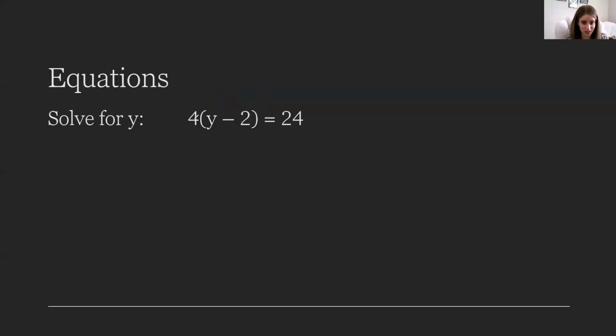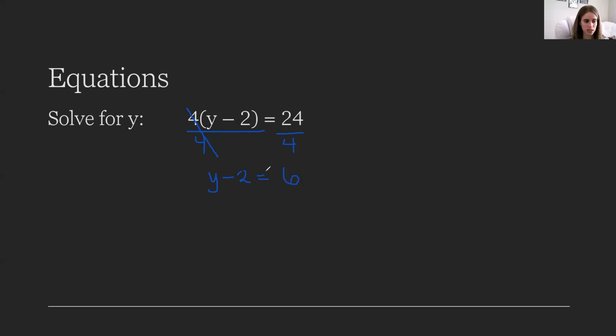Division. So option 2, which is what we're going to go for here, is we can get rid of those parentheses by doing inverses. So this represents multiplication. We're going to get rid of that group by dividing. So 4 divided by 4 is 1, and we're just left with y minus 2. And then what would be 24 divided by 4? 6.